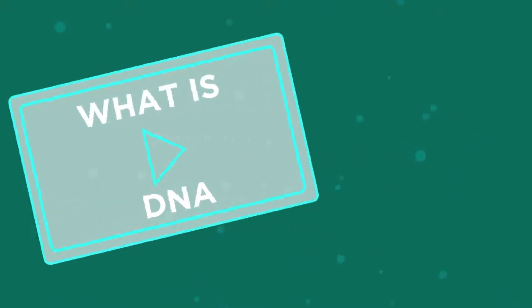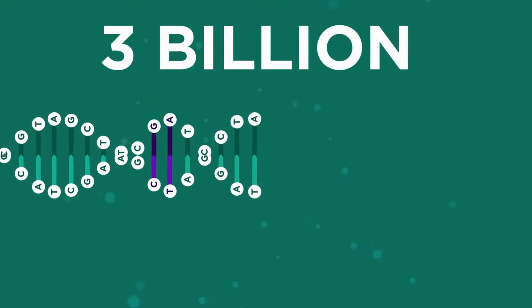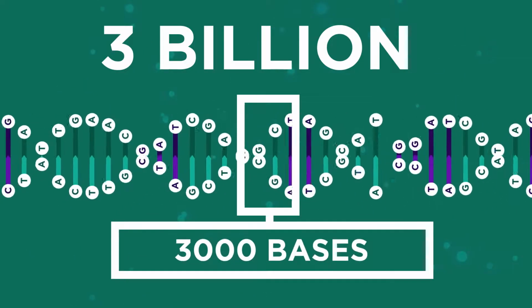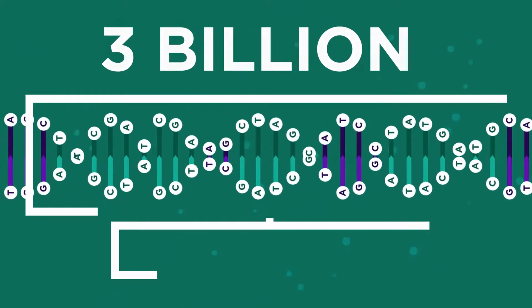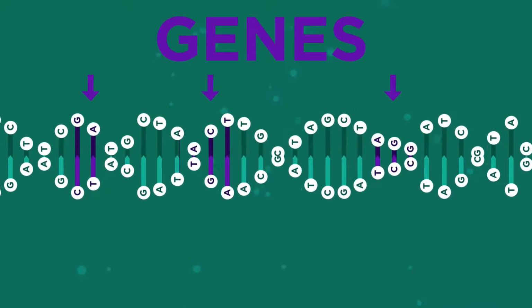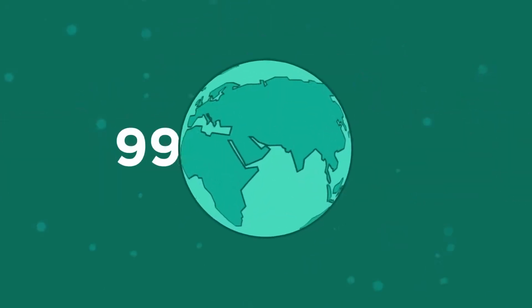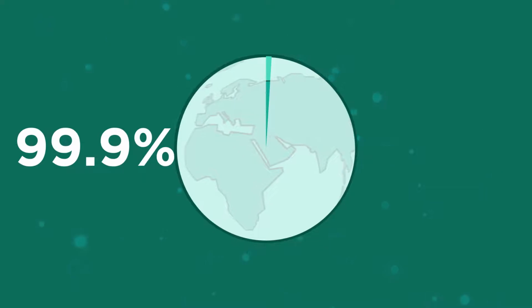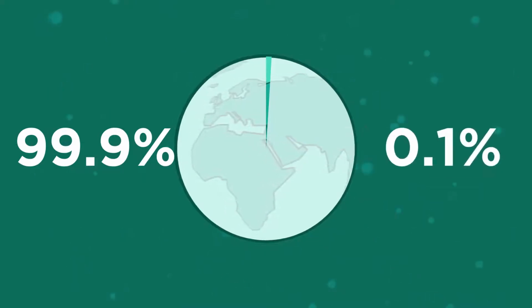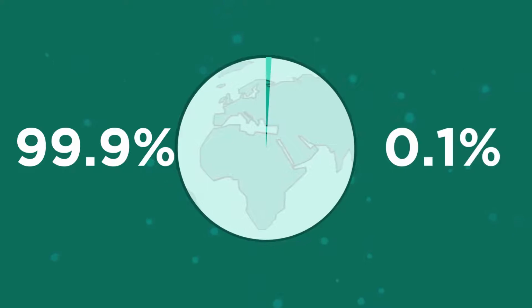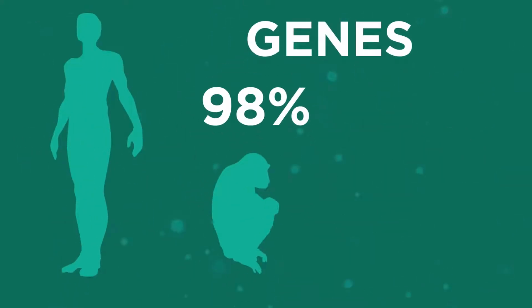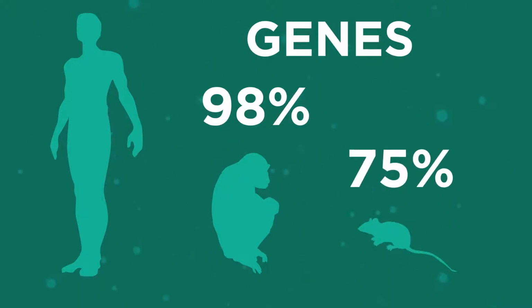The human genome is 3 billion bases long, but only consists of about 20 to 25,000 genes. As an average sized gene is only about 3,000 bases long, this means that large parts of our DNA doesn't code for genes. The genome of every person on Earth is 99.9% the same. It's that tiny 0.1% that makes up genes that give us our unique differences. In fact, our genes are 98% similar to a chimpanzee's and 75% the same as a mouse.